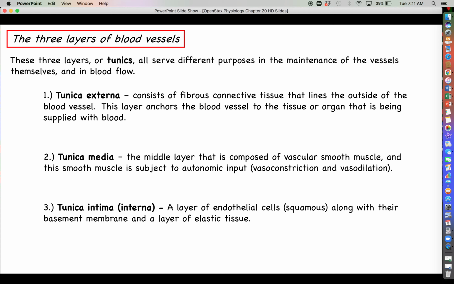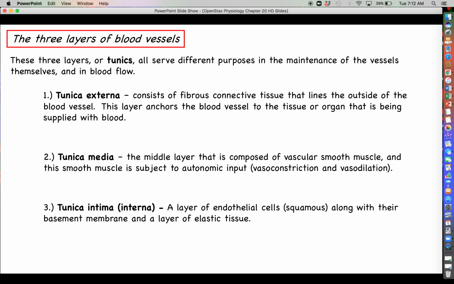And finally, the tunica intima, which is sometimes also called the tunica interna. This is the innermost layer of the blood vessel, and this is literally just a layer of endothelial cells of the squamous variety. These basically form a hollow tube, and they actually form the tube-like structure through which blood is going to flow.